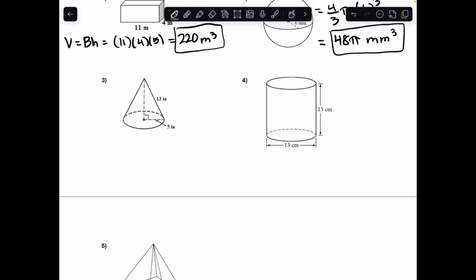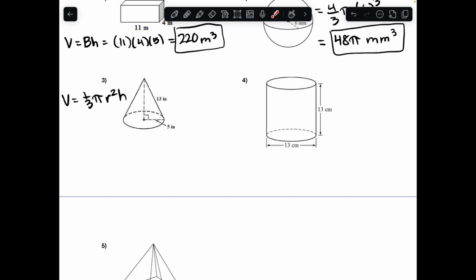Moving on to number 3, we see that we have ourselves a cone. And so we know that our volume is going to be equal to 1/3 pi times r squared times h. I would like to just plug everything in. However, we don't actually have a measurement for what our height is. However, we are given the tools to find it. We're given the radius of this circle, which is 5 inches, and we actually know the slant right here, which is 13 inches. We can also see that this right here is a right angle.